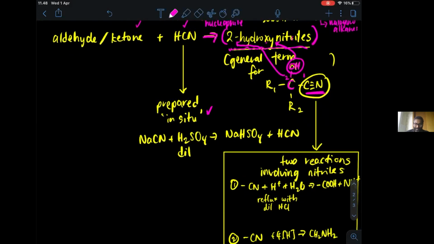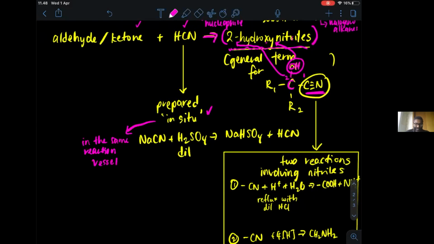If you look at the textbook, they also mentioned that HCN is going to be prepared in situ. What is the meaning of in situ? Let's get someone to tell us. Shane. What is the meaning of in situ? In the same reaction vessel. Yes, good. So in situ is prepared in the same reaction vessel.